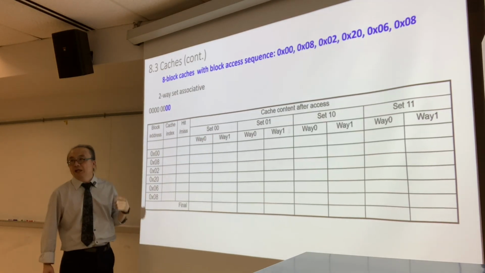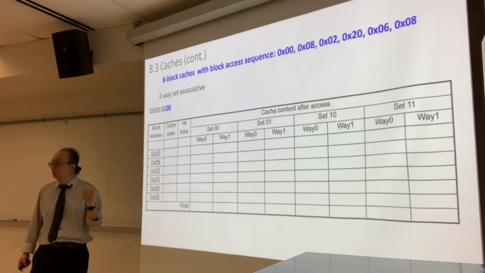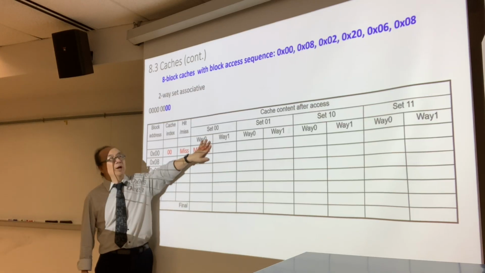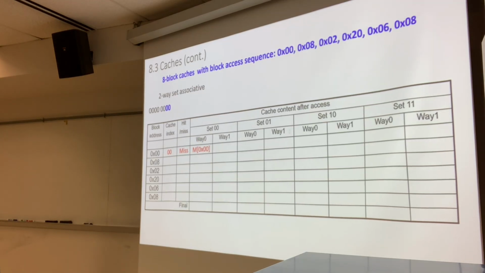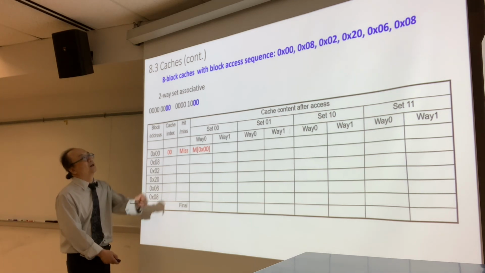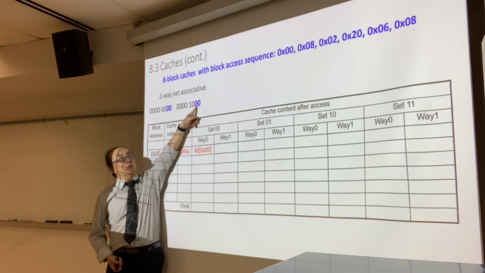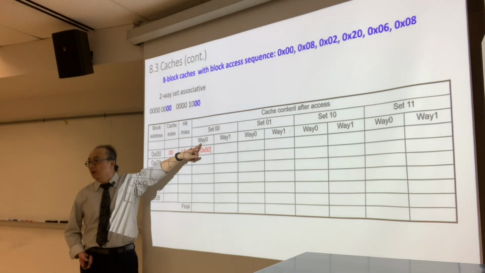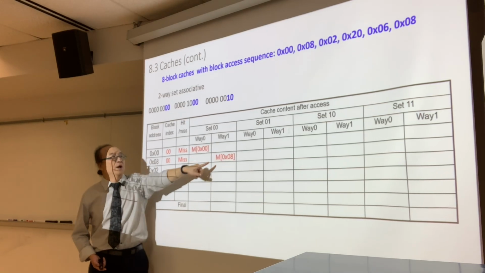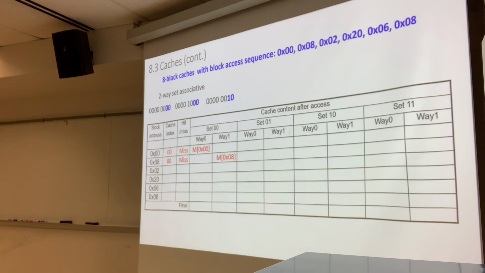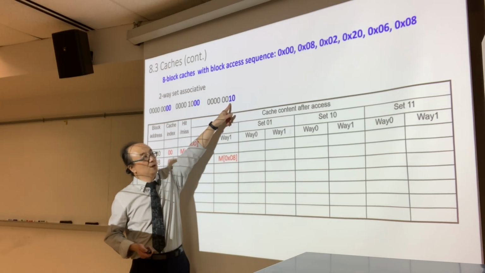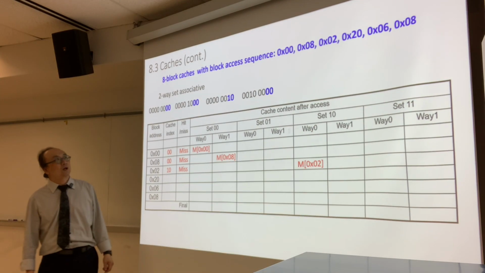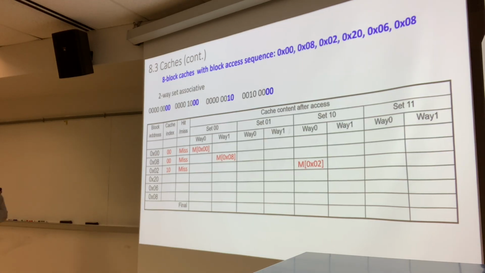It's not like an offset with byte addressing. We bring it in as a block, and it's not in here, so we just put it in way 0 first. And then the next time we have 0, 0 again, just like 8, it's going to go to set 0, 0. However, we filled up way 0, therefore we're going to put it in way 1. The next one is 2, and we need to go to set 1, 0. Where do we want to put it? Way 0. Next one is 0x20.